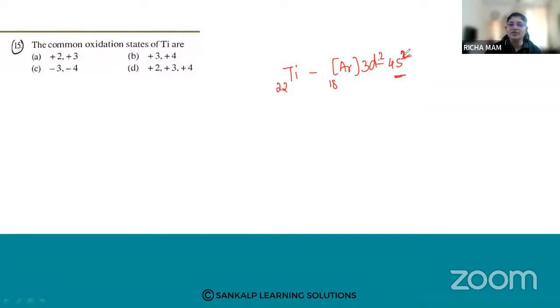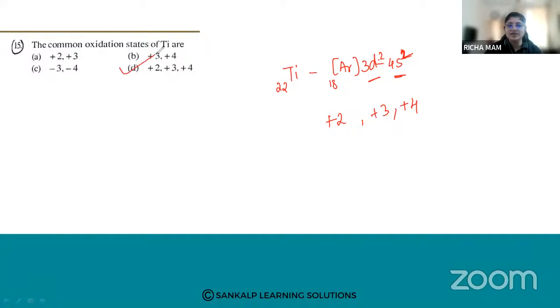So here the number of electrons in the minimum, how many? 2. And the maximum is what? The maximum is equal to the sum of both, your 3d as well as the 4s electrons. So the minimum is +2 and the maximum is +4. Okay, so the common oxidation states can be +2, +3 and +4. So it is option number D.